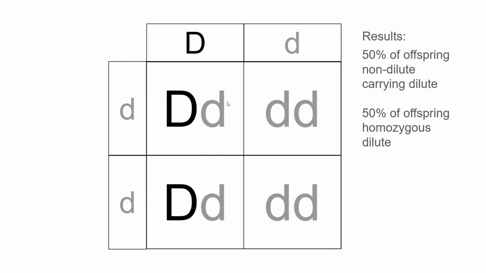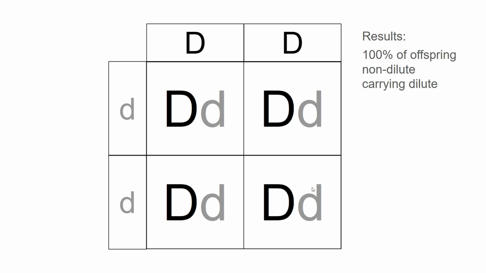Here are some examples of Punnett squares. So we have a non-dilute and a dilute cat. The non-dilute is carrying dilute. 50% of offspring would be dilute, and 50% would be non-dilute carrying dilute. There's another example, basically just a non-dilute homozygous and a dilute homozygous. All the offspring would be heterozygous for dilution.